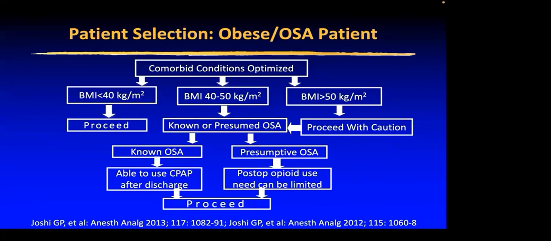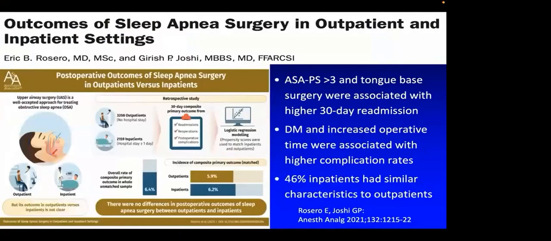The SAMBA guidelines that were developed in 2012 basically did not provide guidance for patients undergoing airway surgical procedures because of lack of data at that time. However, recent data suggests that patients undergoing airway surgery may be suitable for ambulatory surgery, assuming that they have a physical status of three or less and are not undergoing tongue-based surgical procedures.